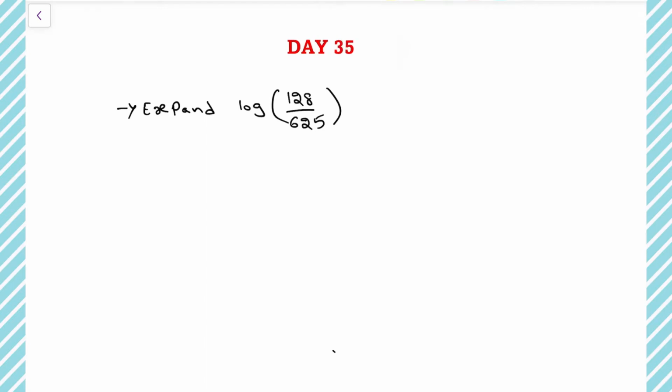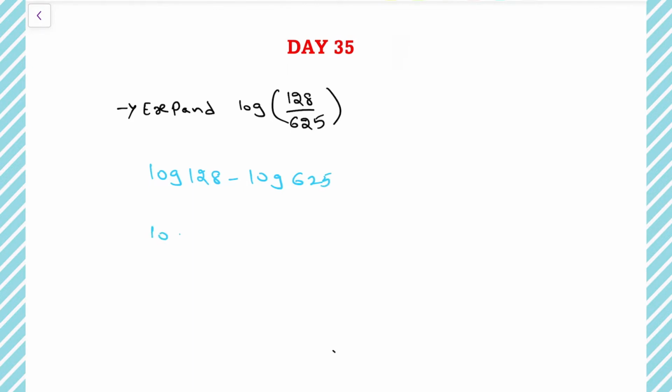Expand log 128 divided by 625. So now if you observe the question, log 128 by 625, it is in the form of log a by b. So log a by b equals log a minus log b. In simple terms, if a logarithm is in division, then we need to make it into subtraction. So log 128 divided by 625 can be written as log 128 minus log 625.